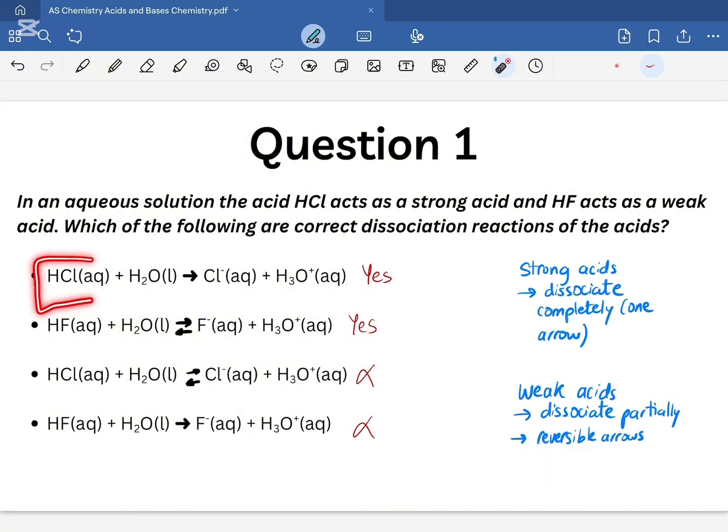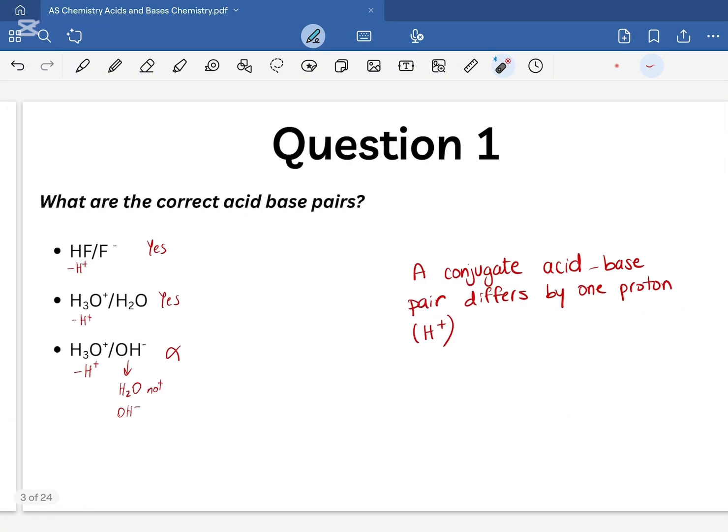So the first option, where we have HCl and we're using a single arrow, it's a strong acid, so this is going to be correct. HF, which is a weak acid, and we're using reversible arrows, this is also correct, as HF is the weak acid. Now for HCl and HF, where over here we use reversible arrows for a strong acid, this is going to be incorrect. And when you use a single arrow for a weak acid, this is also incorrect.